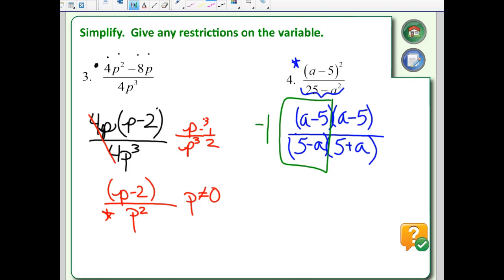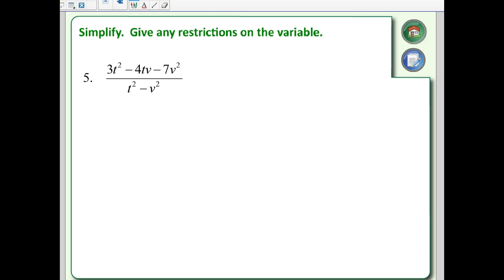So here's what I like to do on that one. I like to put a negative sign out in front, and then we've got A minus 5 left in the numerator and 5 plus A left in the denominator. And we've got a restriction. What can A not equal? Good job. Plus or minus 5. All right. Now, last problem for the day.